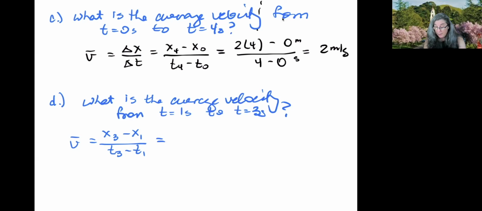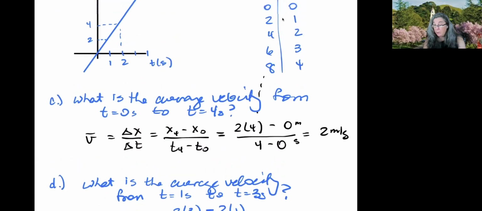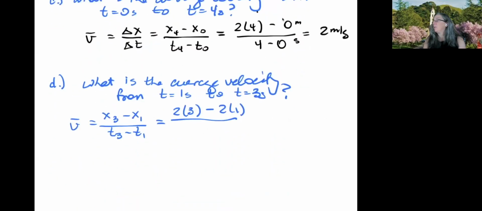So x of 3 seconds would be 2 times 3, and then minus 2 times 1. And I already did these, so you could look back up there and fill in the numbers from the chart too, rather than using the equation. Here I'm thinking of using x equals 2t. And then on the bottom, 3 minus 1. So on the top, you get 6 minus 2 over 3 minus 1. Again, this one's in meters, this one's in seconds. So you get 4 over 2, so you get 2 meters per second.